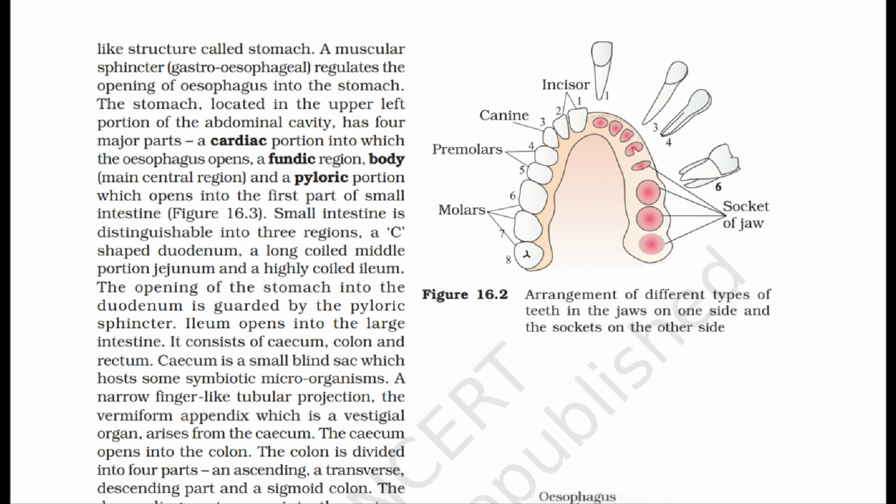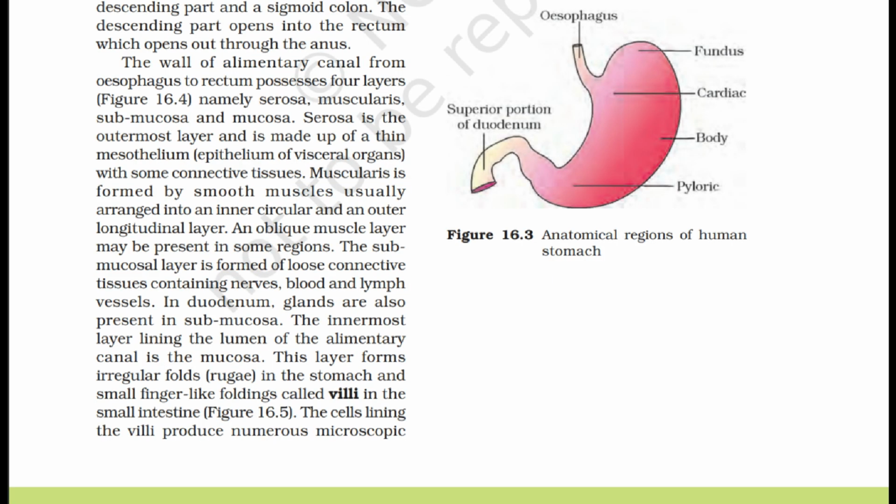The opening of the stomach into the duodenum is guarded by the pyloric sphincter. Ileum opens into the large intestine. It consists of cecum, colon, and rectum. Cecum is a small blind sac which hosts some symbiotic microorganisms. A narrow finger-like tubular projection, the vermiform appendix, which is a vestigial organ, arises from the cecum. The cecum opens into the colon. The colon is divided into 4 parts: an ascending, a transverse, a descending part, and a sigmoid colon. The descending part opens into the rectum which opens out through the anus.